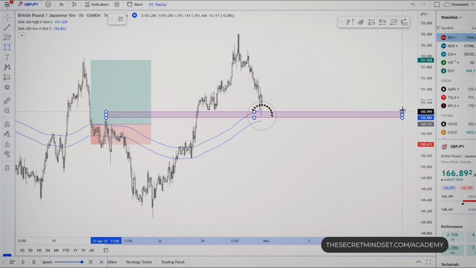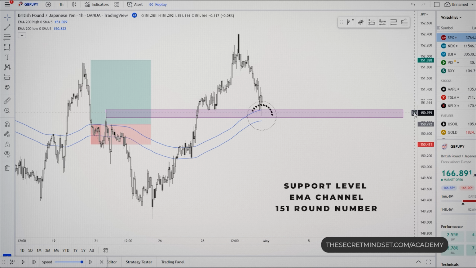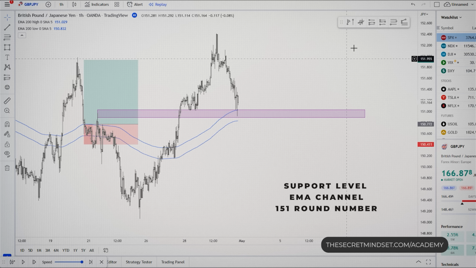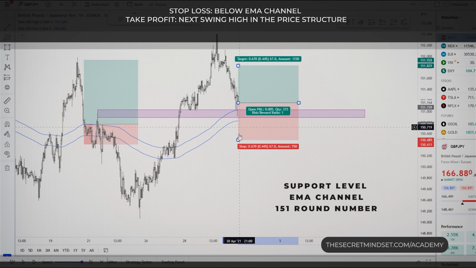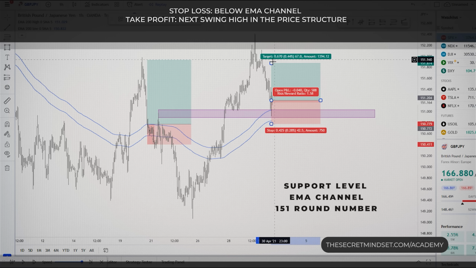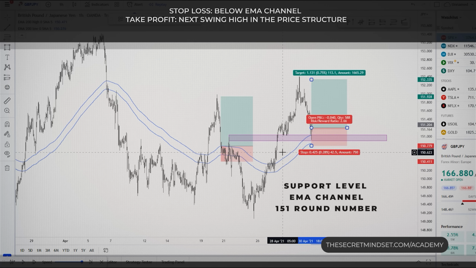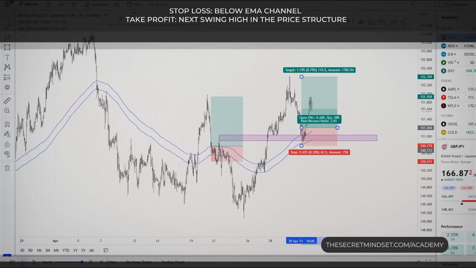Here it is. We have a support level and the EMA channel, and the 151 round number, which is another Confluence factor. Stop goes below the 200 EMA channel, and we'll set the take profit a few points below this swing high.